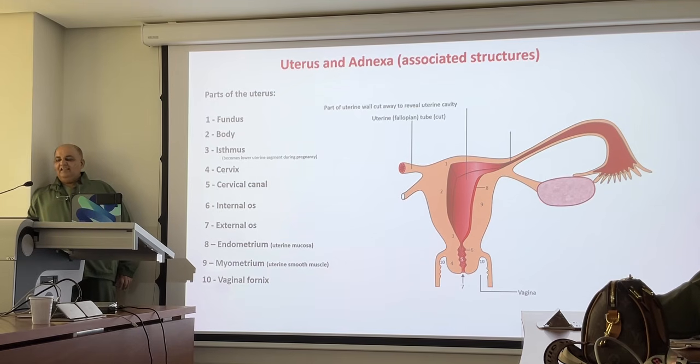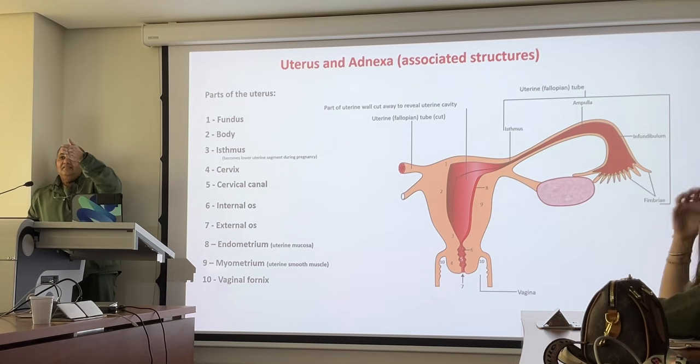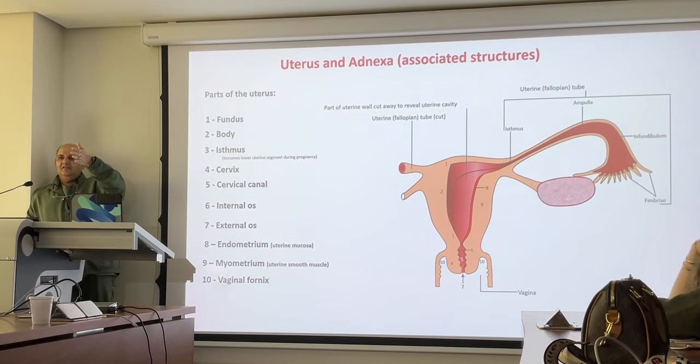Now let's take its parts. Isthmus, ampulla, infundibulum, fimbria. This whole thing together is called the fallopian tube or uterine tube. Are we good so far? Yes. Everyone? Yep. Are you with us?